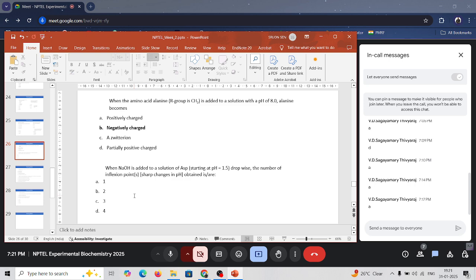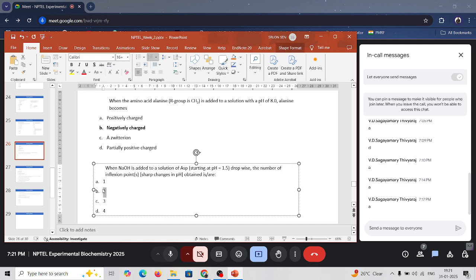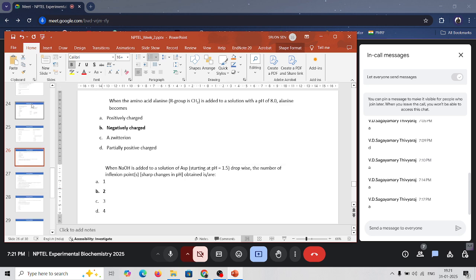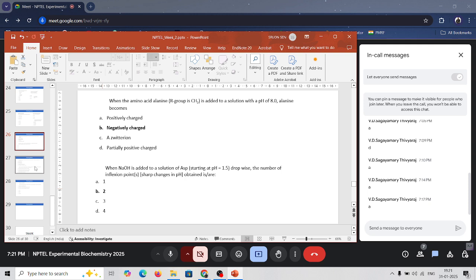So for aspartic acid, it's negatively charged, so it's an acidic amino acid. So you would be having three pK values, pK1, the pKr and the pK2. So the changes over here are the first one from 1 to R and the other one from R to 2. Okay, so that is why you have two inflection points. Two sharp changes would be observed in the titration curve for aspartic acid or even a basic amino acid as well.